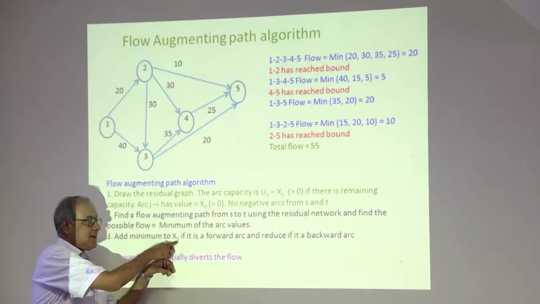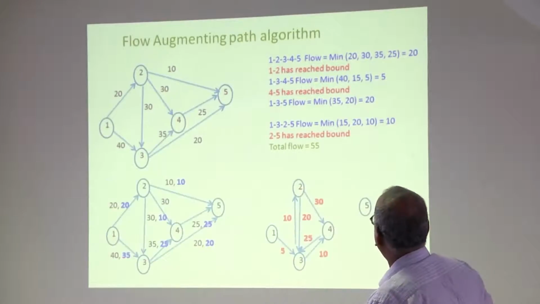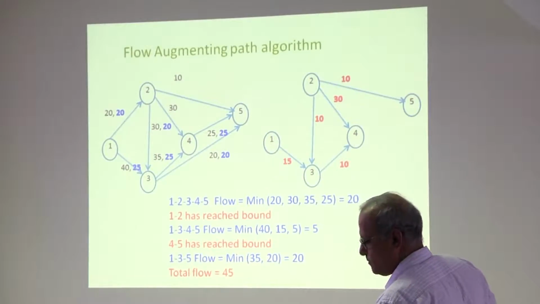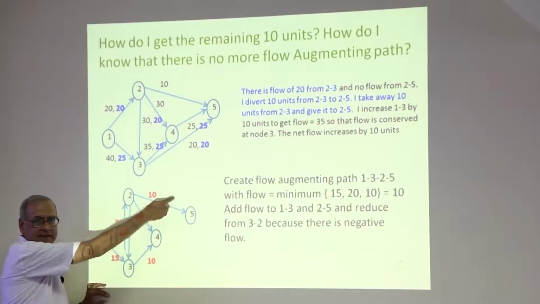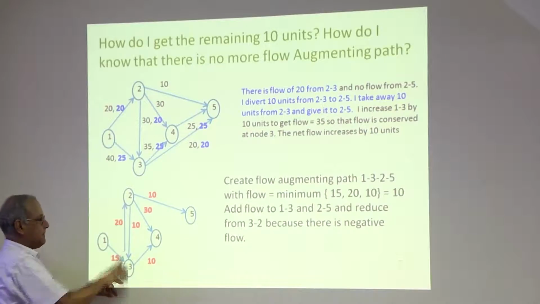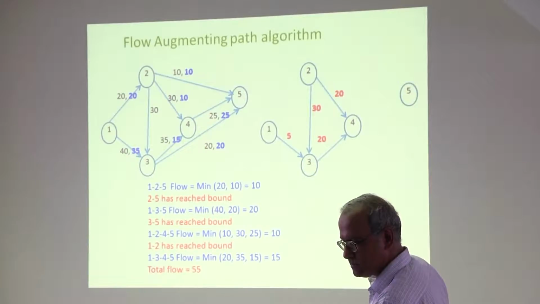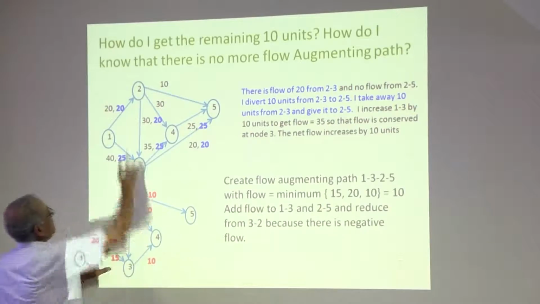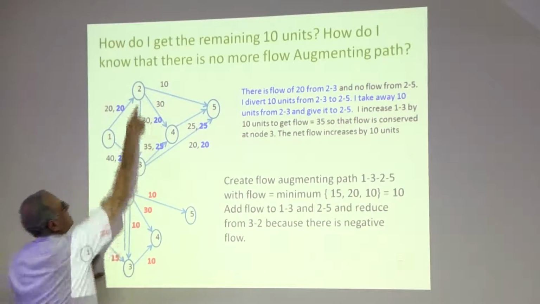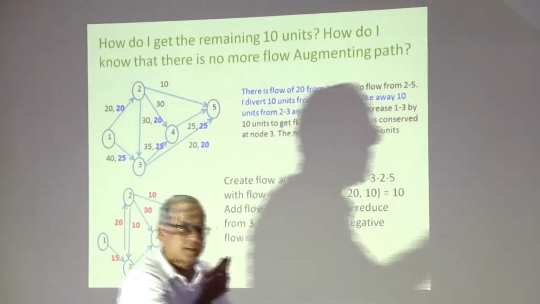Add this minimum value to Xij if it is a forward arc and reduce it if it is a backward arc. Therefore, when I did this, if you see carefully, when I did 1, 3, 2, 5 and increased by 10, this will be plus 10, this will be minus. If you see here, finally, 20 was the original flow. This is the direction, plus 10, minus 10, plus 10. So 20 becomes 10. Right? So when you take a backward arc, when you are diverting the flow, you subtract.